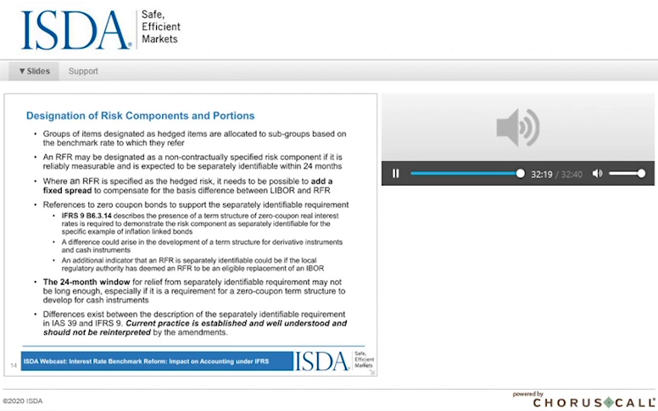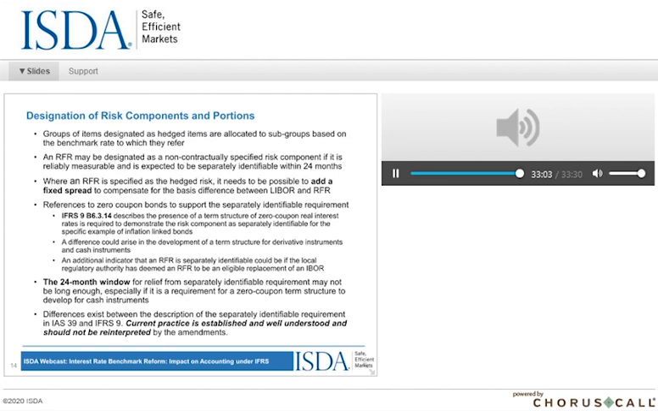The IASB also considered at their June meeting whether there could be other ways in which the separately identifiable requirement could be demonstrated to be met. One of the suggestions which ISDA put forward was that an additional indicator that an RFR is separately identifiable could be if the local regulatory authority has deemed an RFR to be an eligible replacement for an IBOR. The IASB, however, decided not to introduce any further indicators for whether an RFR is separately identifiable because they wish to retain the 24-month time period as this provides the end date for the relief.